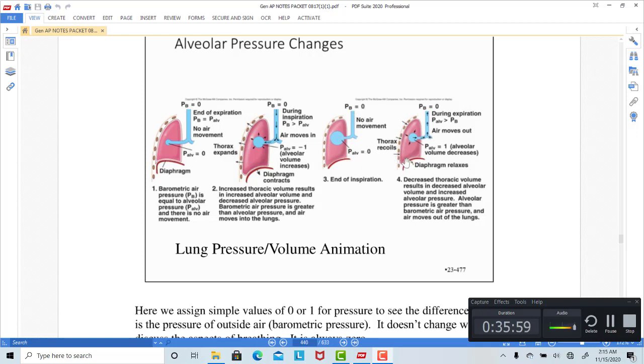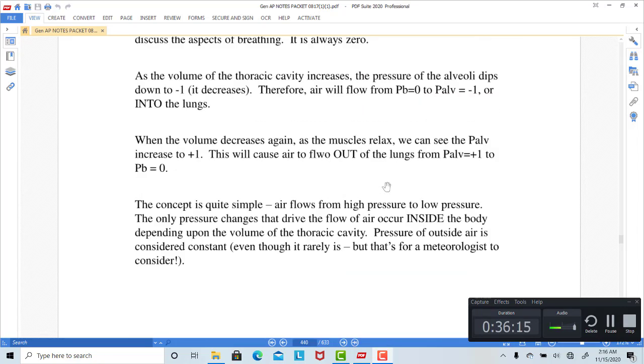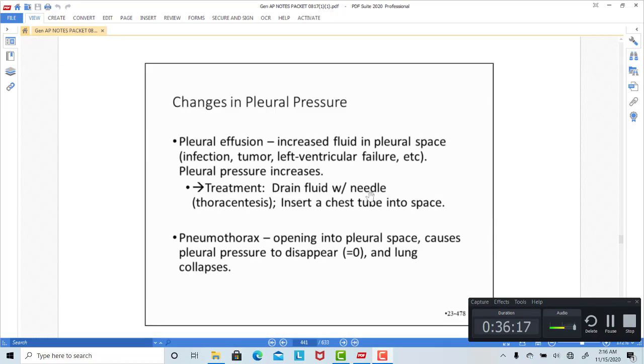And then as the lungs and the ribs move inward, that increases the pressure because the volume is decreased. Then we see increased pressure in the alveoli compared to the barometric pressure outside, and air flows out. So it's all about, again, these pressure and volume changes in the alveoli.